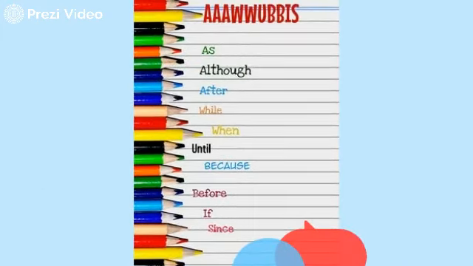Now let's identify more examples. Like I have told you, there are many different subordinating conjunctions, but these are the most important ones, and usually they call them AWUBIS. AWUBIS are: as, although, after, while, when, until, because, before, if, and since.